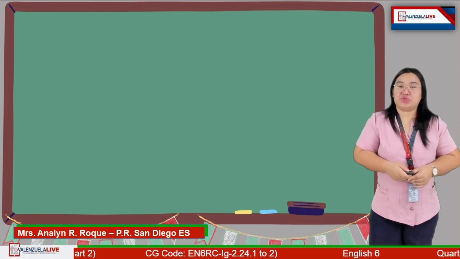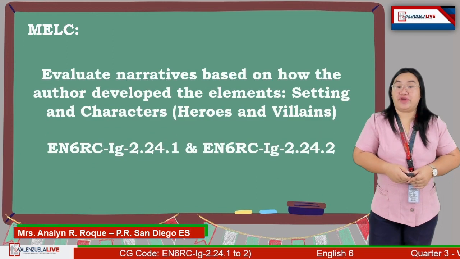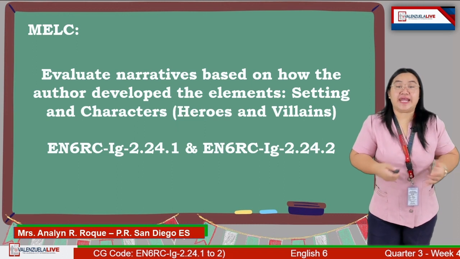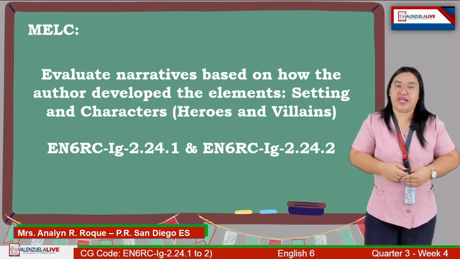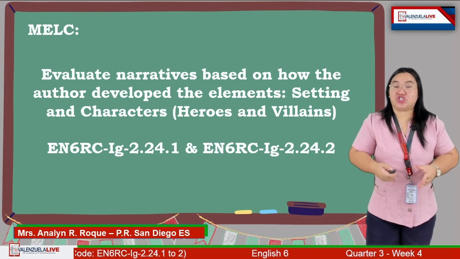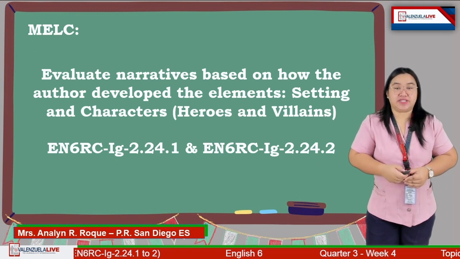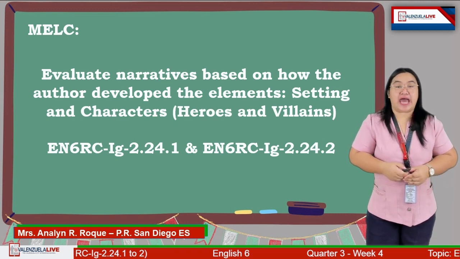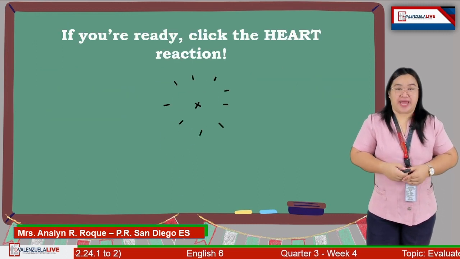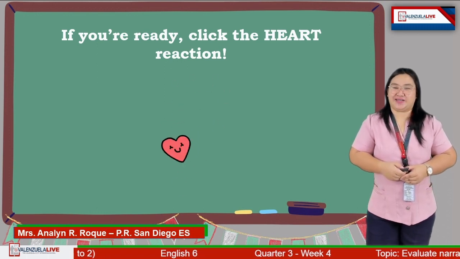In this episode, we're going to talk about the most essential learning competency: evaluate narratives based on how the author developed the elements, setting and characters, heroes and villains in particular, with a code EN6RC-IG-2.24.1 and EN6RC-IG-2.24.2.